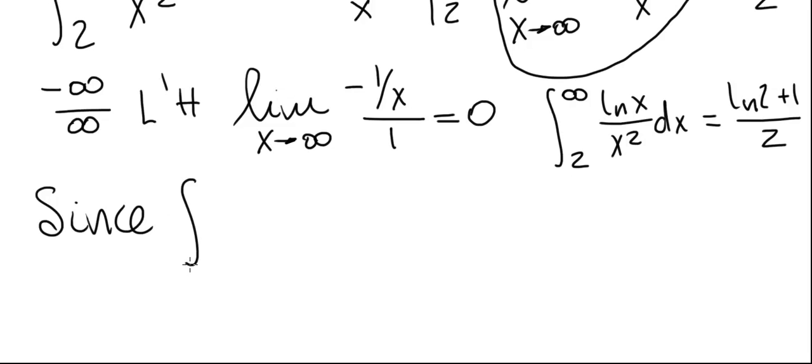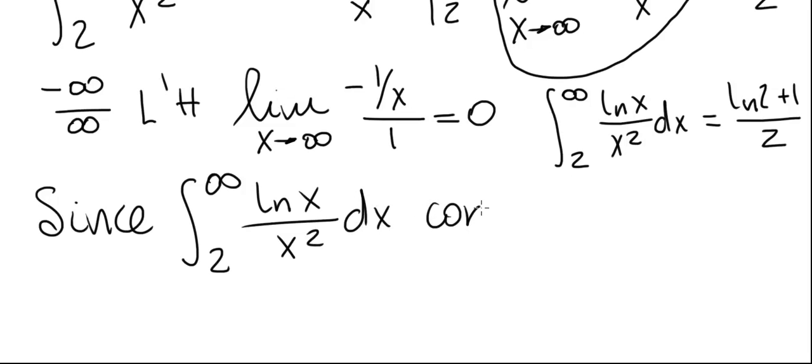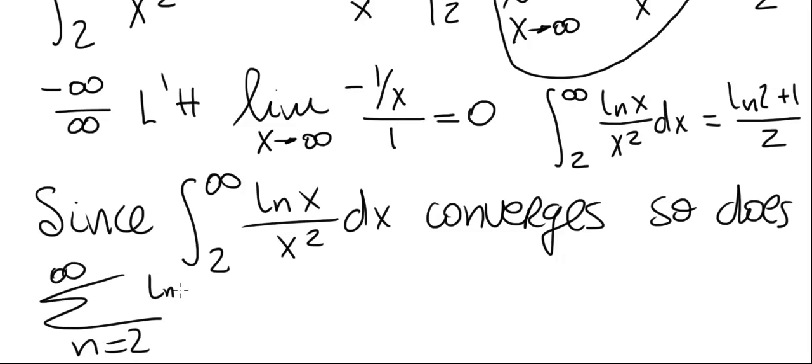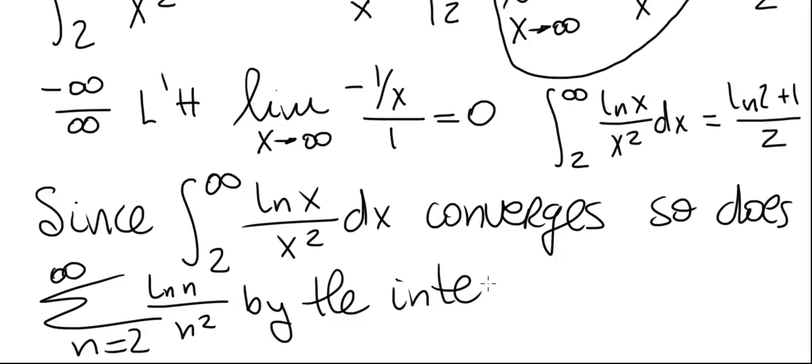So now here's our conclusion. Since the integral from 2 to infinity of ln of x divided by x squared converges, so does our series, the summation from 2 to infinity of natural log of n divided by n squared, by the integral test. And so we have established that this series converges.